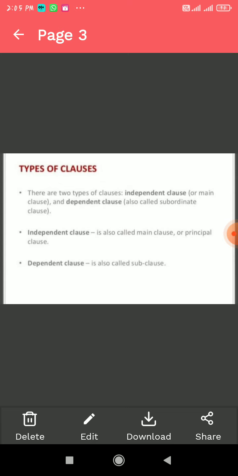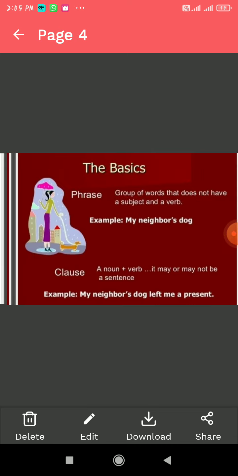Types of clause. Well, there are two types of clauses: independent clause, or we can say main clause, and dependent clause, also called subordinate clause. Now the meaning of the word subordinate is something that is under control. Independent clause is also called main clause or principal clause. Dependent clause is also called subordinate clause or subclause.